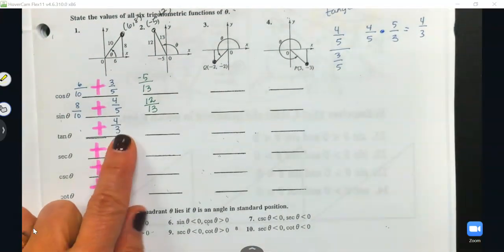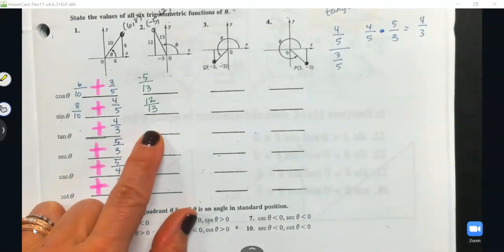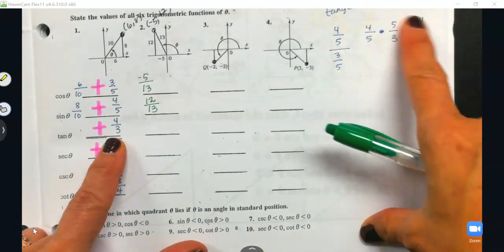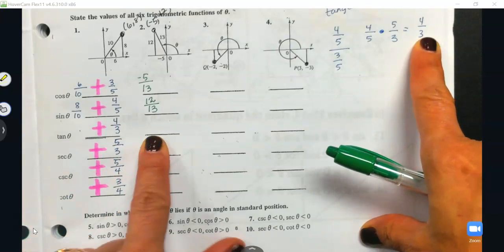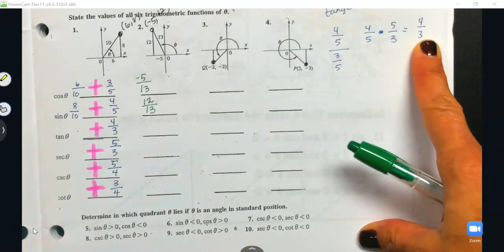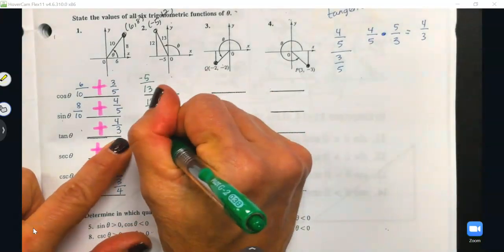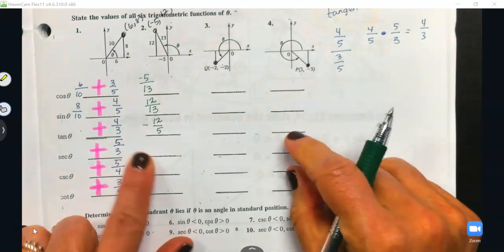Now remember what the pattern was for tangent. Does anyone want to guess what tangent is? What did we get over here? How did that work? How did we get 4 over 3? It's 12 over -5. Good. And what's a positive divided by a negative? The whole thing's negative. Good. So let's just write -12 over 5. Great job.